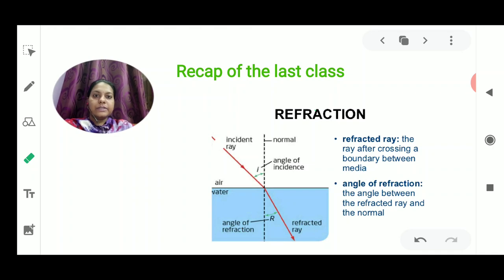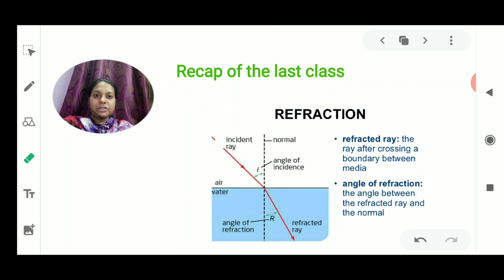Next, we saw refraction, where I told you about the different ways in which refraction takes place in various media, when light travels from one medium to another. There are two types of medium, mainly the rarer medium and the denser medium. For that, there is one diagram on this slide.